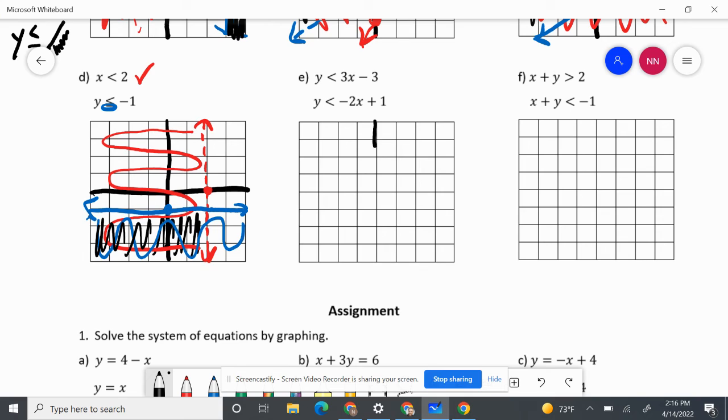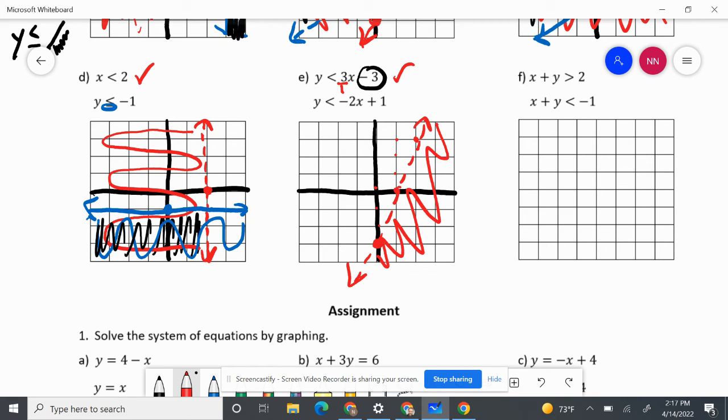For the next one, our y-intercept is -3. So we're going to go down to -3. Our slope is 3/1. Up 3 to the right 1. It's a dashed line because it's less than, not less than or equal to. But since it is less than, we're going to shade below.